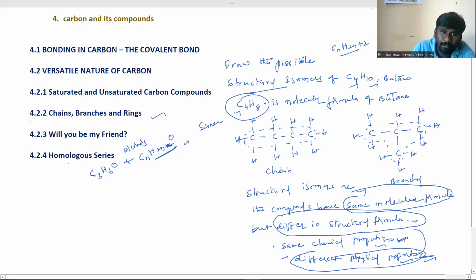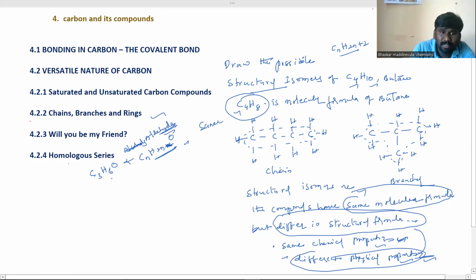CnH2n O. Sorry, this is the aldehyde general formula. The general formula of aldehydes, but the alcohol general formula is different. If the number of carbon atoms is 3, then automatically the hydrogens are 6. So this is the aldehyde or ketone general formula. Now, sometimes they will ask a question.